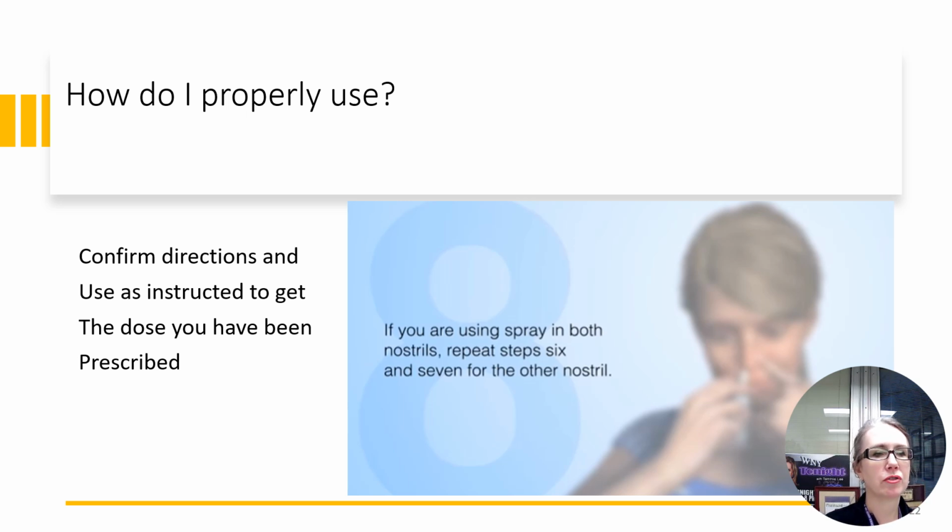You'll want to make sure you confirm the directions and use as directed so you get the dose you've been prescribed, because some sprays are used in both nostrils. So it'll say 1 spray in each nostril once a day. But sometimes it might say 2 sprays in each nostril twice a day, or whatever the instructions are. If that's the case, you're going to alternate 1 spray, and then back, 1 spray, 1 spray. So make sure you're really finding out from your pharmacist or doctor how many sprays you're supposed to be doing. It can be very confusing, and sometimes the instructions may not be as clear as we would think when we leave the doctor's office.